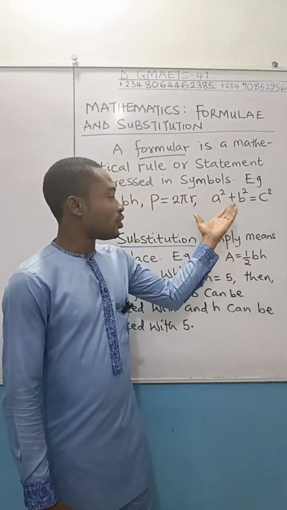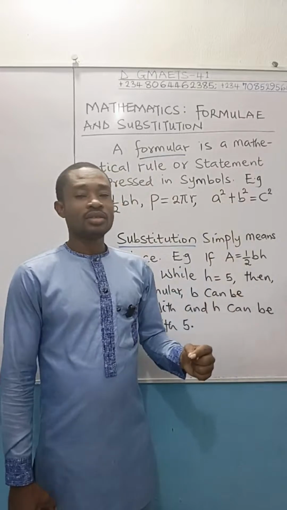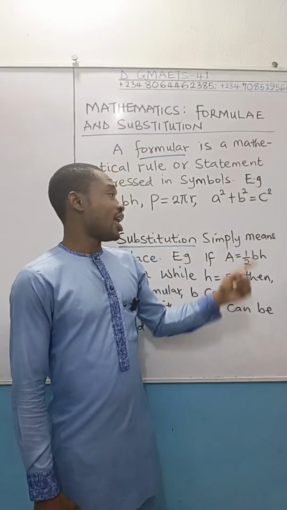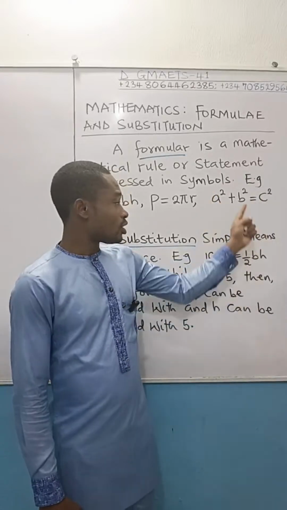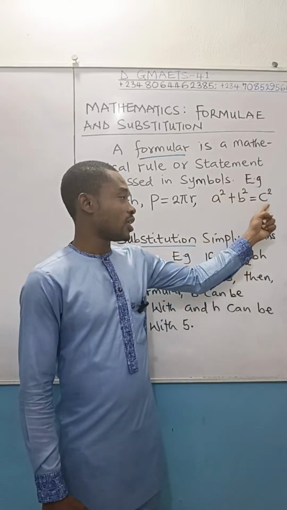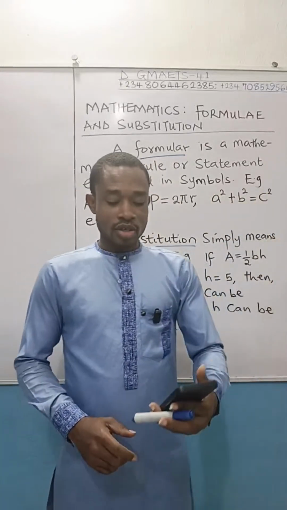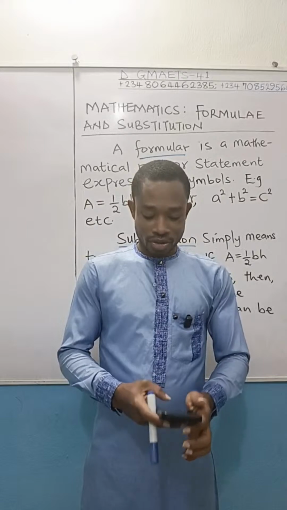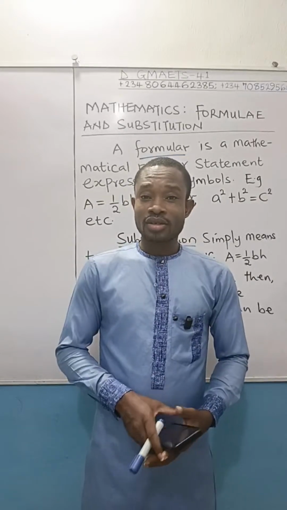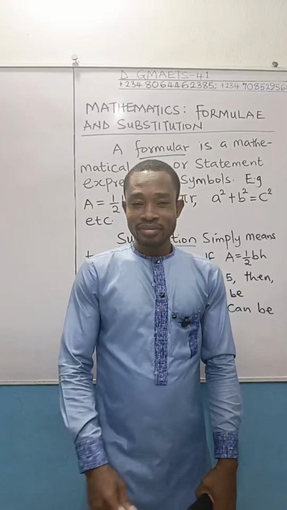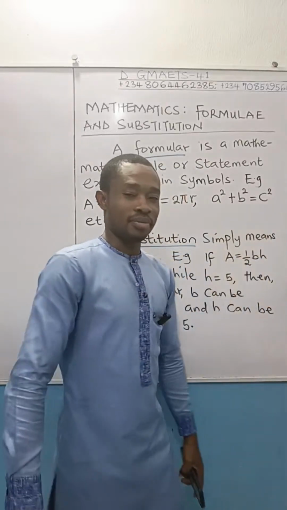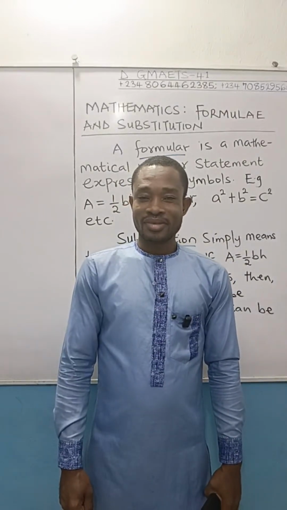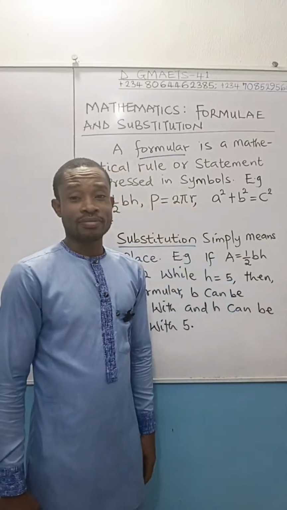I also have another example here. A squared plus B squared equal to C squared. Or we read it as A raised to power 2 plus B raised to power 2 equal to C raised to power 2. When you are studying triangle, you meet that formula, especially right angle triangle. This is Pythagoras theorem or Pythagoras rule. So we can use it as a mathematical formula.